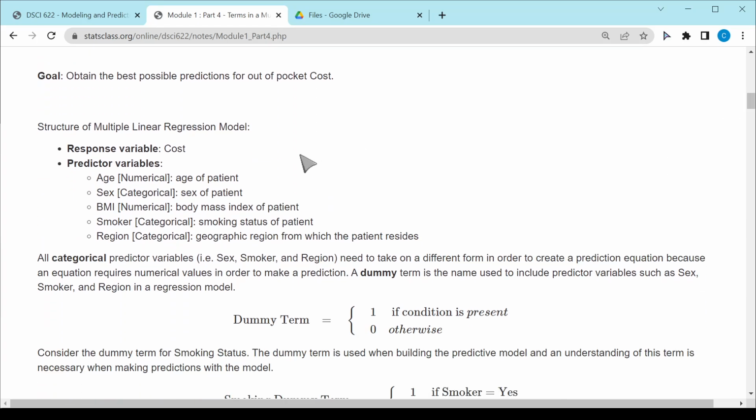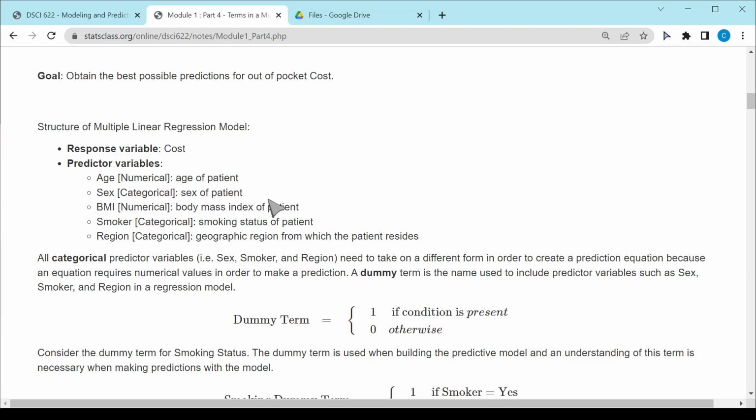Let's talk a little bit about the structure of the model. So there are, as I said, 2 numerical predictor variables, and those we can just put into the model in our software just as they are. Recall that a prediction equation needs to have numerical values in order to make a prediction. So on some of these other variables, for example, sex, smoker, and region, those are categorical in nature. And we're going to have to change how those predictor variables get used in that prediction equation. That's what we mean by a term.